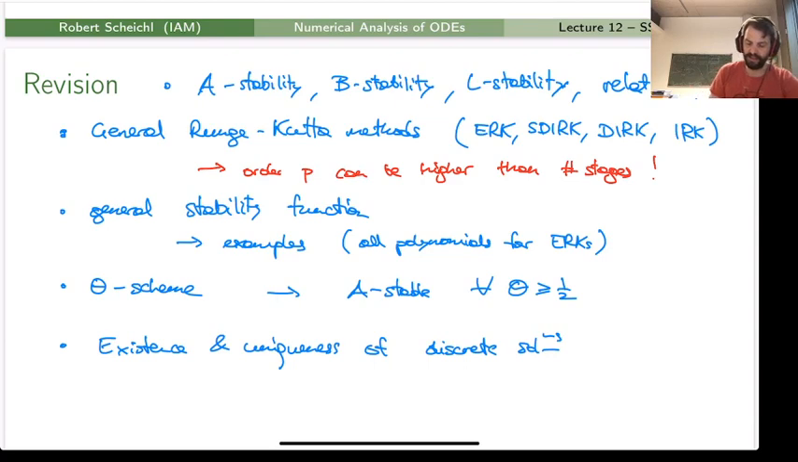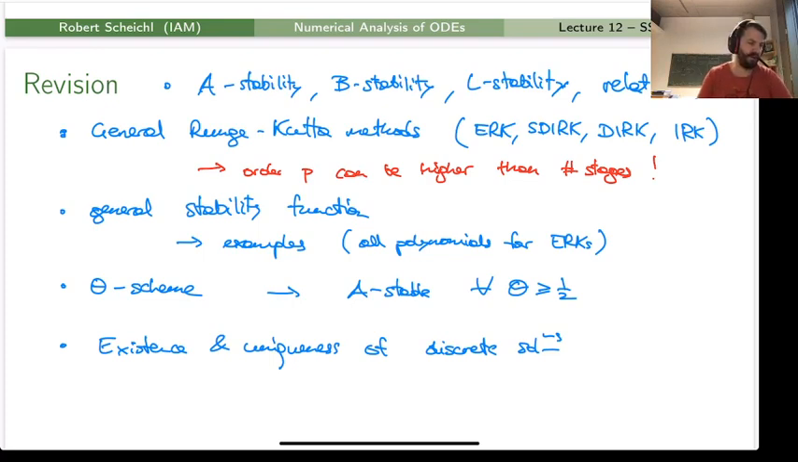And then finally, we had already seen the implicit Euler method before that, but then we looked at the extension of the implicit Euler method to the so-called theta scheme, which is a parametrized family of Runge-Kutta methods that interpolates in some sense between explicit and implicit Euler. And for theta a half, it is called the Crank-Nicolson method. And we showed that all the theta schemes for theta bigger than or equal to a half are A stable.